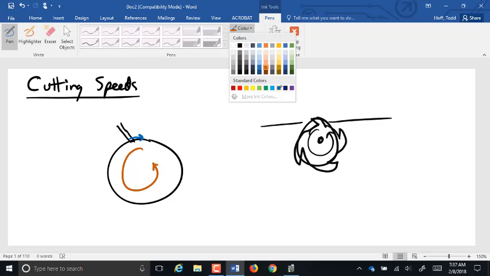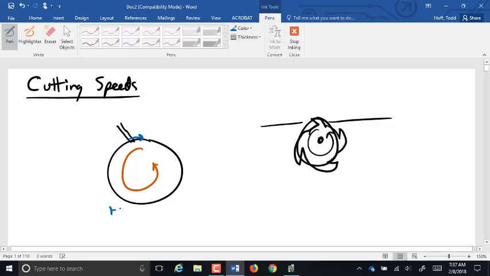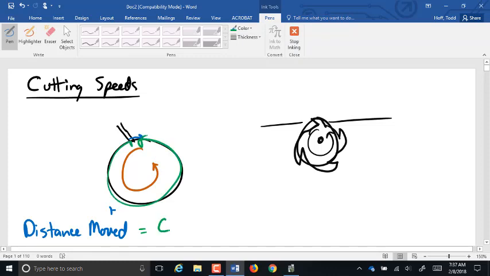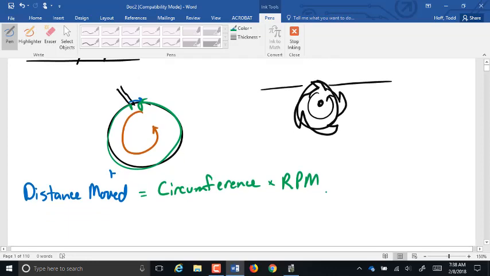The distance moved, of course, the relative distance between the tool and the surface of the material, is found by taking the circumference of the material, which is just the distance for one rotation, right? Times RPM, how many times it rotates. And we're looking at distance moved, I could label that in 1 minute.